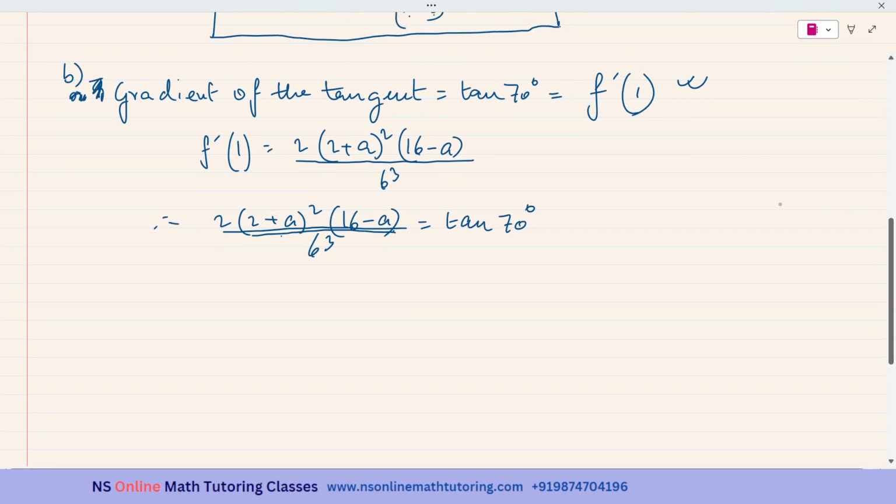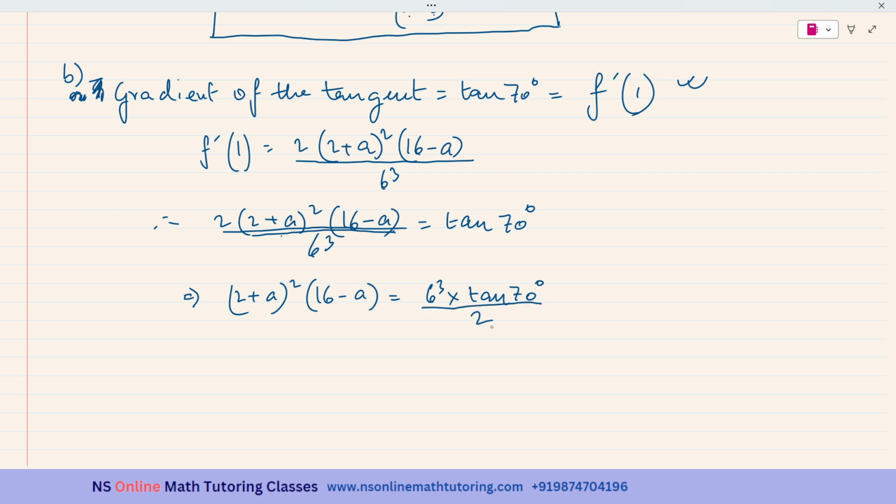Okay, I'll be graphing this. So what do I do? I'm doing a minor simplification. I'm keeping this as it is, I'm not expanding. And I'm writing this as 6 cube times tan 70 degrees over 2. Okay, and I'll be graphing this and this separately. There will be two graphs and I'll be reading the coordinates of the points of intersection.